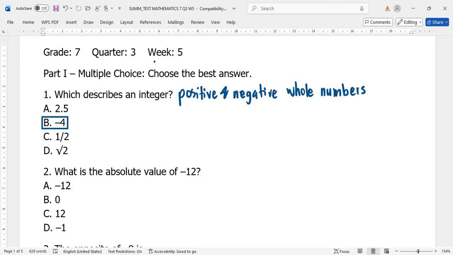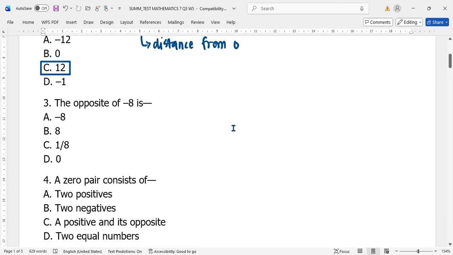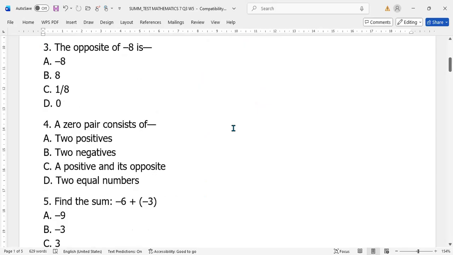Next, what is the absolute value of negative 12? So when we see absolute value, that is the distance from 0. Okay, so since we have negative 12 here, that is positive 12. Remember for our absolute value, we're just making it into positive since we don't have a negative distance. 3, the opposite of negative 8 is, okay, opposite. So since this is negative, the opposite of it will be positive. So we get negative 8, 8, 1, 8, and 0. Our answer will be letter B.